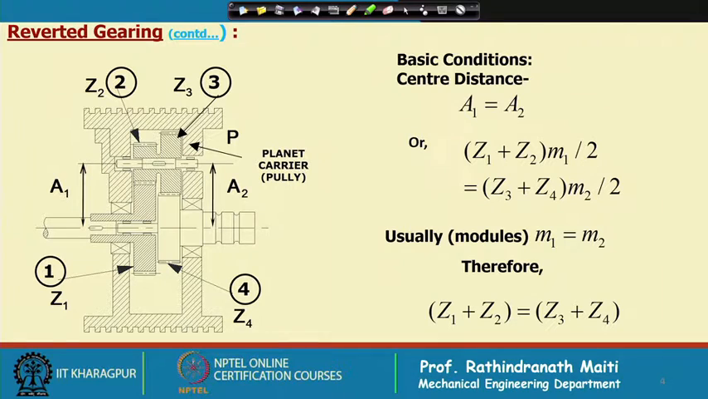It is not essential that the module should be the same, because if we would like to optimize this gearbox, maybe from a size point of view it might be better if we take M1 not equal to M2. But usually if we make the module M1 equal to M2, then it will be cost effective and the arrangement will be easy.